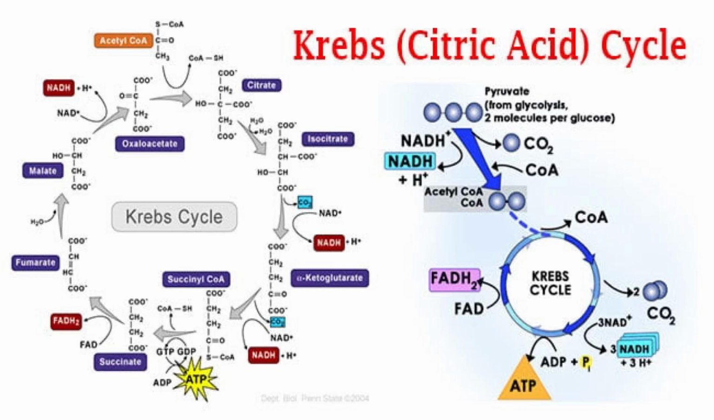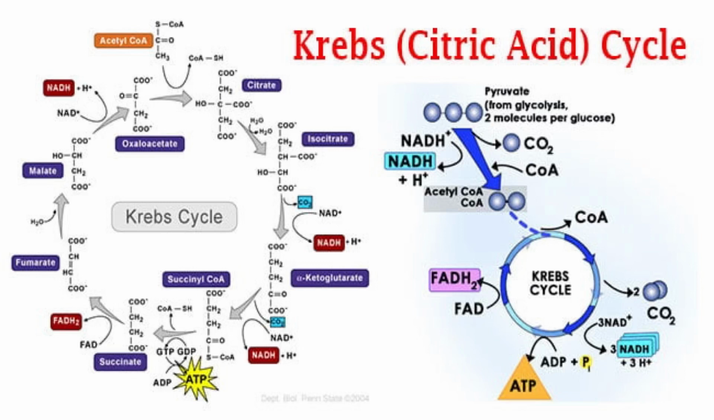Pyruvate is converted into acetyl-CoA through a series of enzymatic reactions in a process known as pyruvate decarboxylation. This process takes place in the mitochondria and is a crucial step in the metabolism of glucose, as it links glycolysis, which occurs in the cytoplasm, to the Krebs cycle, citric acid cycle, in the mitochondrial matrix. Now there's like two parts of the mitochondria. One's like the inner matrix and the other side's the inner membrane. We'll get to that later.